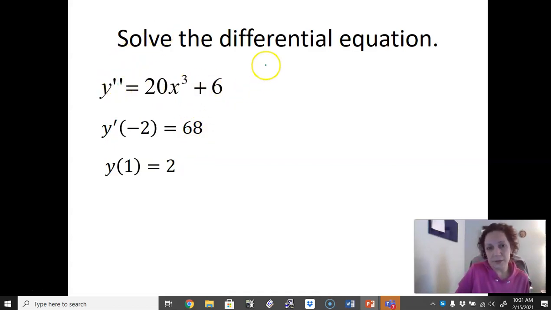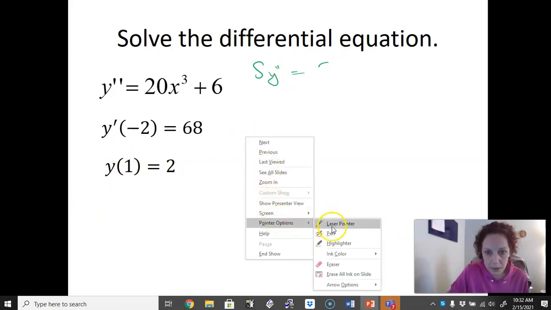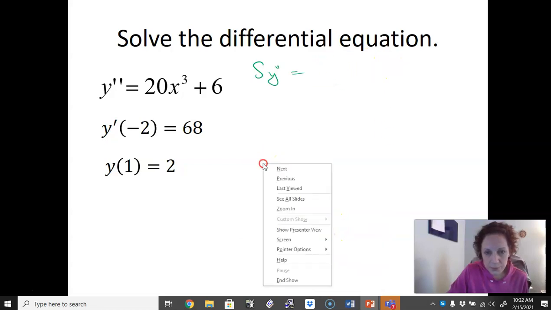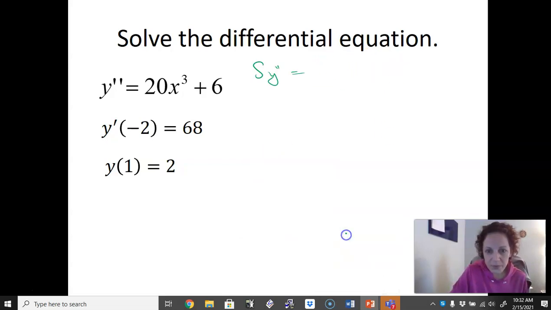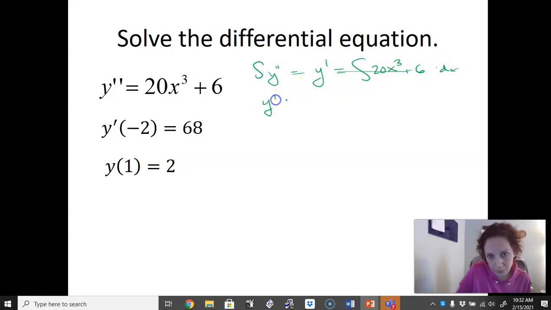All right, so let's take our second derivative here. If I integrate the second derivative, I'm going to get the first derivative. So that is the integral of 20x cubed plus 6 dx. So y prime is 20x to the 4th over 4 plus 6x plus c. So my y prime is equal to 5x to the 4th plus 6x plus c.